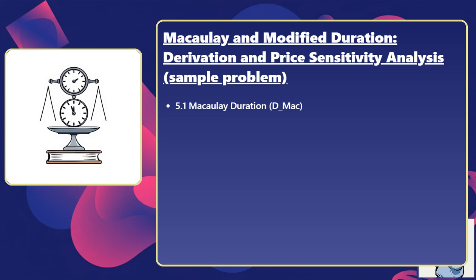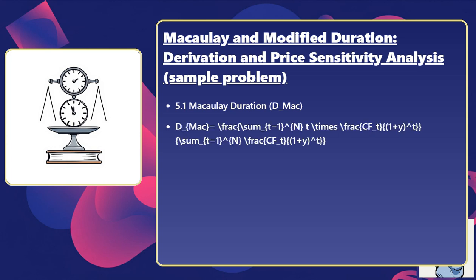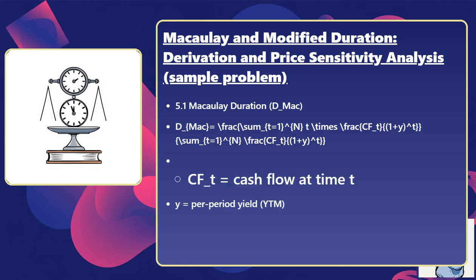5.1 Macaulay duration, D sub mac. D sub mac equals the sum from t equals 1 to n of t times cash flow t divided by (1 plus y) to the t, all over the sum from t equals 1 to n of cash flow t divided by (1 plus y) to the t. CF sub t equals cash flow at time t, y equals per period yield, YTM. The denominator is just the bond price.